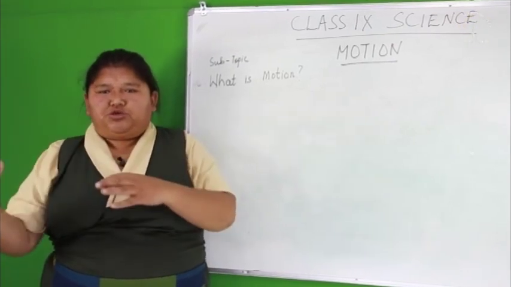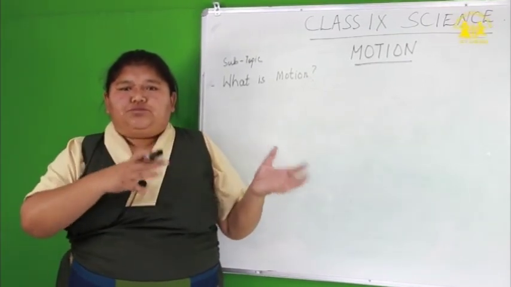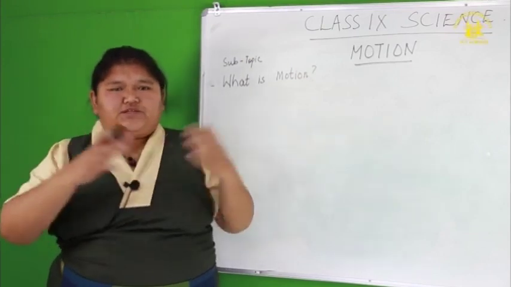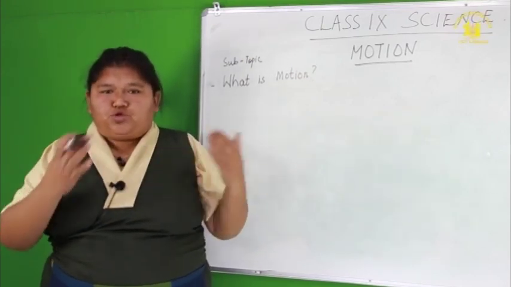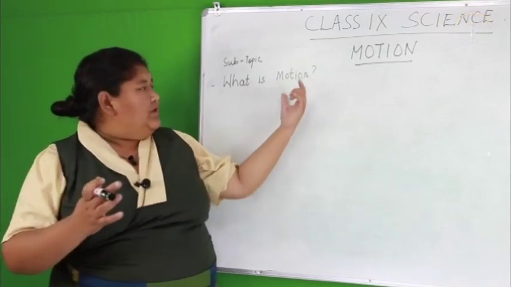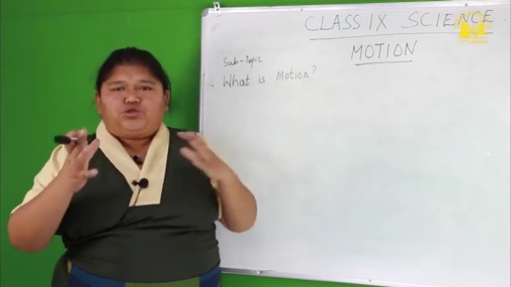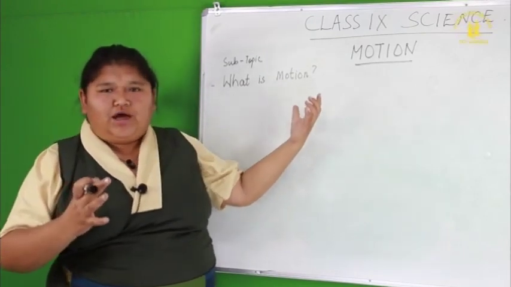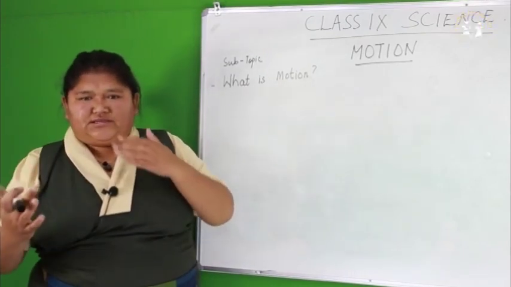To position change, we say that particular object is in motion. Let us put it this way: an object is said to be in motion when it changes its position with respect to time. Right? Okay, that was motion directly perceived, but then there are some other instances.